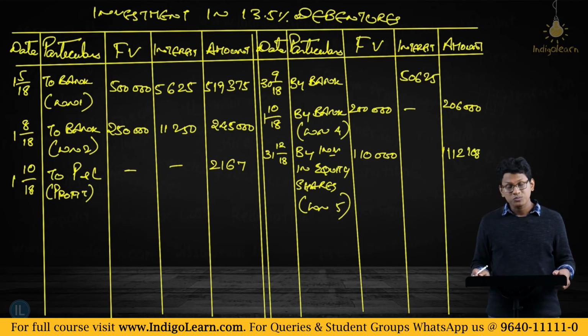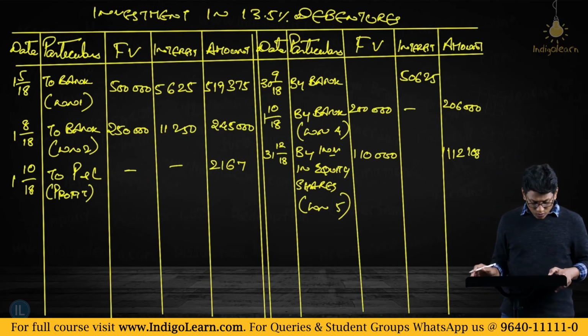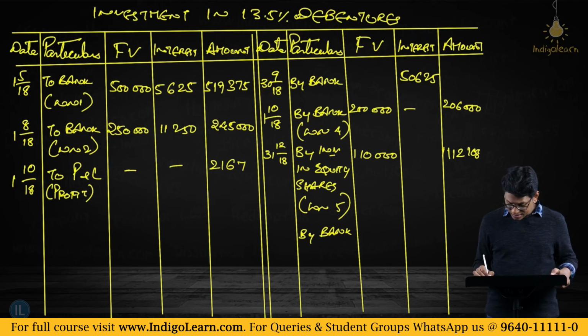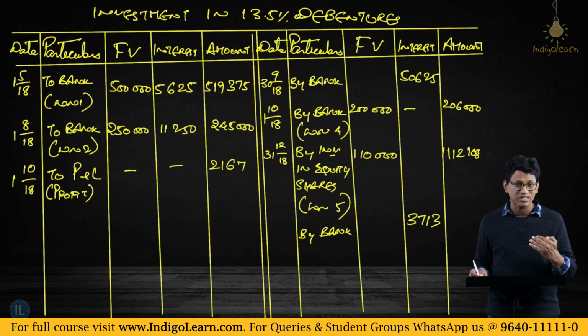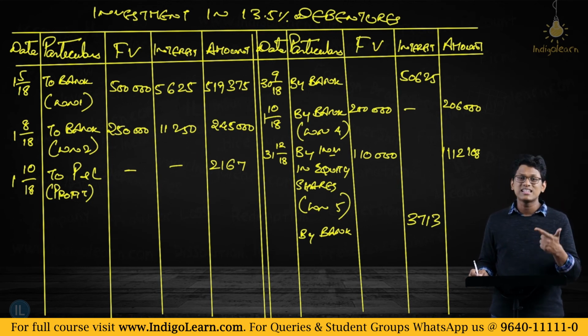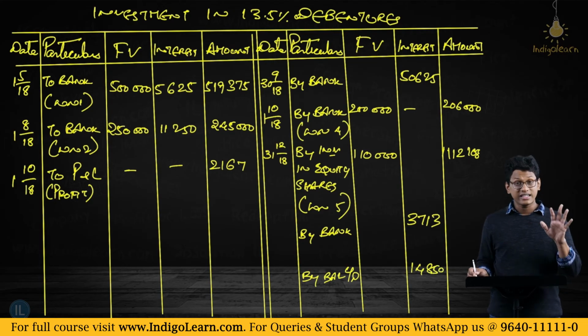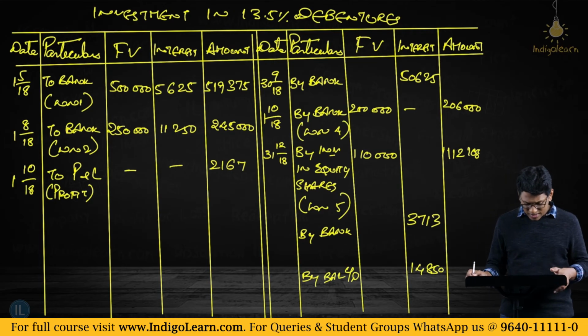Right. Now, based on this, the next one is we received interest by bank. Interest is 3,713. That is the interest we received. There is also interest which is accrued but not yet due. So for that we will have by balance carried down. Interest balance is 14,850. Okay, the interest balance that is carried down is 14,850.